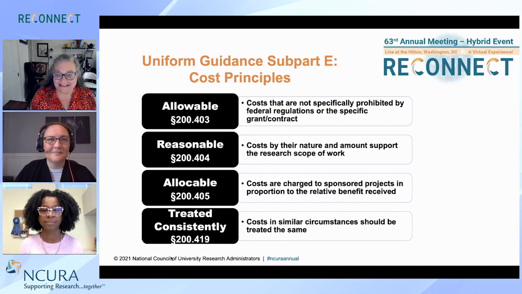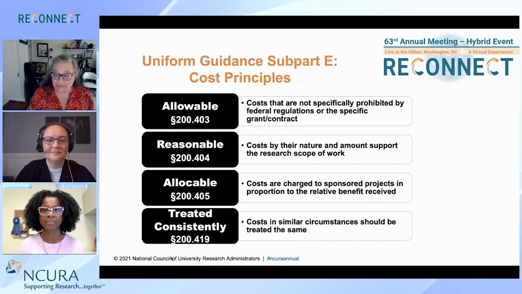And we also have treated consistently. A cost can't be assigned to a federal award as a direct cost if any other cost for the same purpose in like circumstances has been allocated to that award as an indirect cost. So that's a mouthful of words.